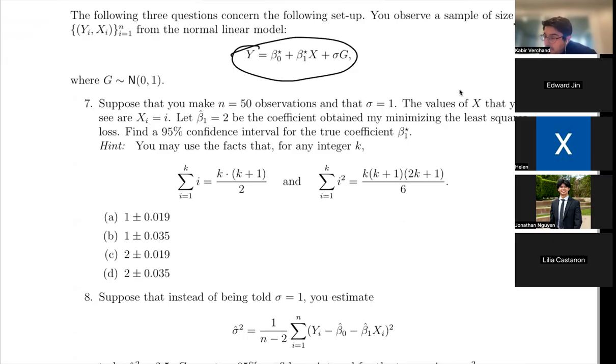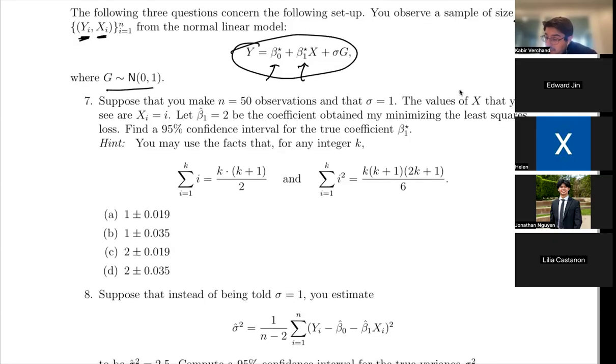So we observe a sample of size n, where our responses are y_i, our variable is x_i, and each of these comes from the normal linear model where y is some coefficient beta 0 star, the intercept term, plus a coefficient beta 1 star times x, our variable, and this is corrupted by some noise, sigma g, where g is a Gaussian, and the standard deviation of the noise is sigma.